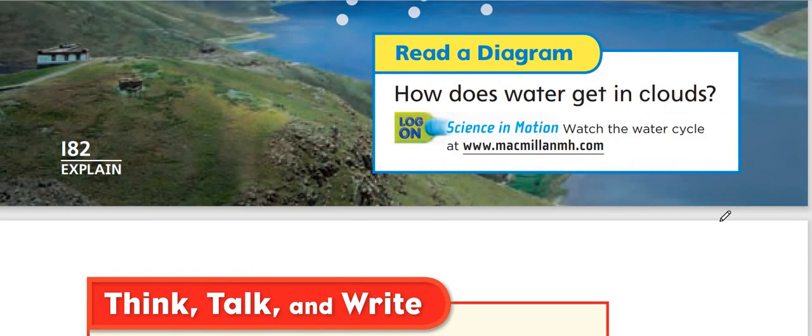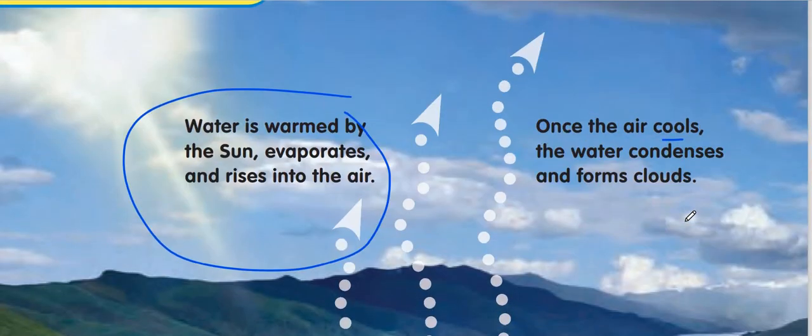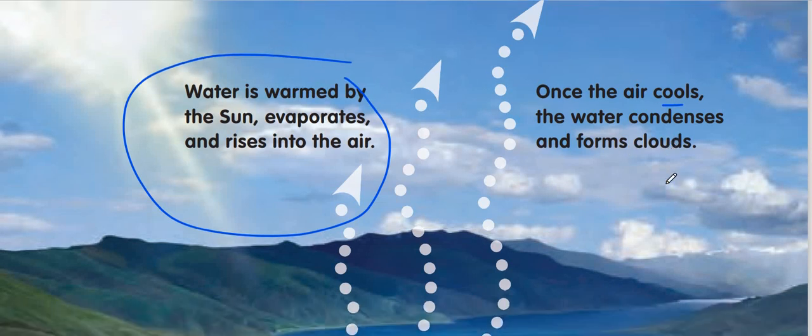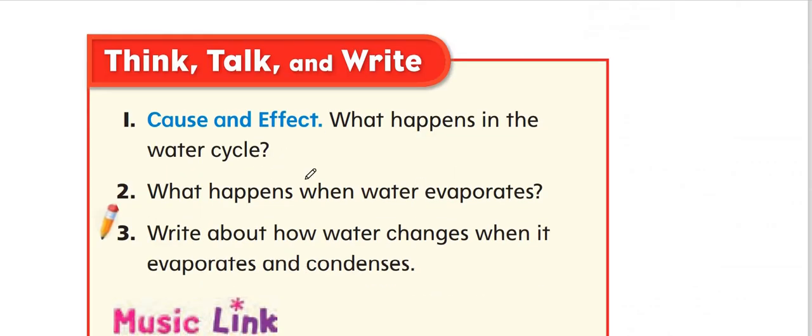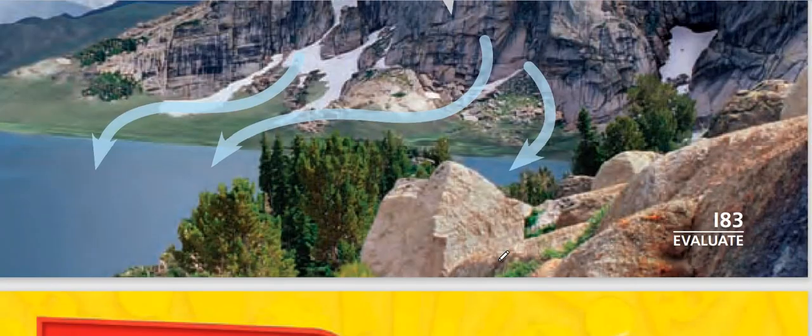How does the water get to the cloud? As we said, the water is going to evaporate, and then it moves to the sky, and then it is going to cool down and form a cloud. What happens in the water cycle? What happens when water evaporates? And what changes about the water when it evaporates?